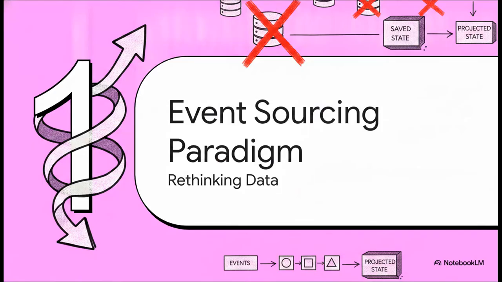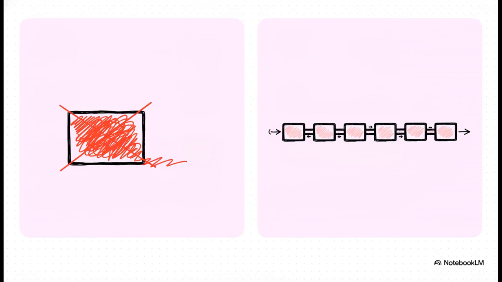Part 1, the event sourcing paradigm. To truly grasp event sourcing, we actually need to unlearn a few things first. We kind of have to rethink how traditional apps save data. Most of us are used to traditional CRUD, right? Create, read, update, delete. When you update a record in a CRUD system, you just overwrite the current state. The old data is gone forever. You completely lose the history of how the system got to that point.